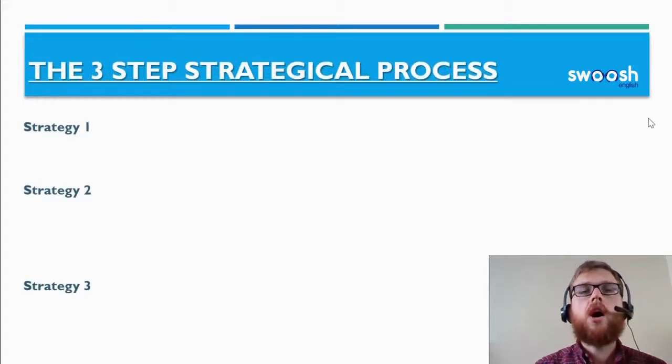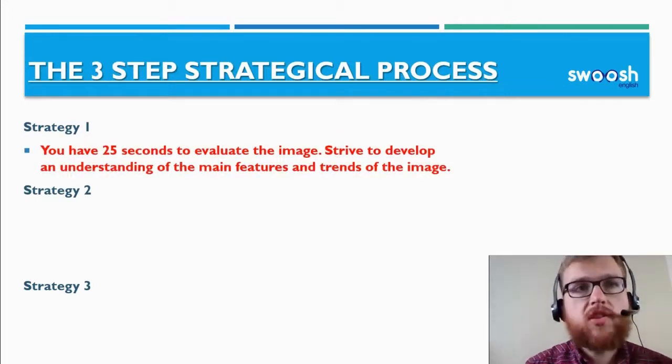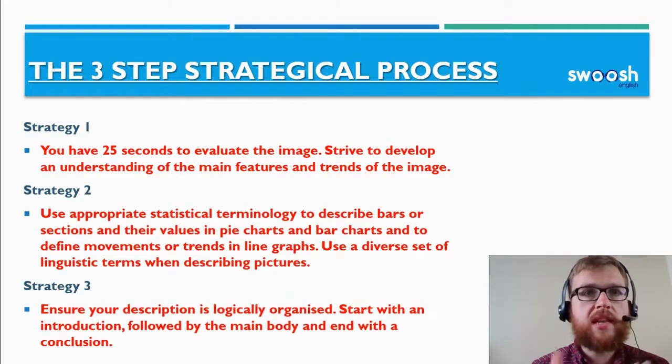So here is our three-step strategical process for the PTE describe image task. Strategy 1. Remember, you have 25 seconds to evaluate the image. You should strive to develop an understanding of the main features and trends of the image as you are doing that. So strategy 1 basically alludes to the fact that you have time to plan.